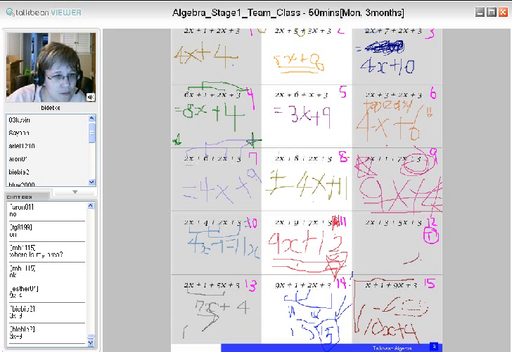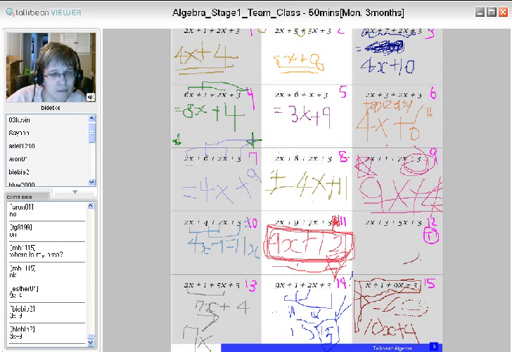Okay, can you figure out how to use your pen, Tommy, so that you can write your answer? Do you know which tool is your pen tool? It looks like a little pencil. What are we doing? You're going to combine the like terms. So your expression is 2x plus 3 plus 5x plus 3. So you're going to combine the like terms.